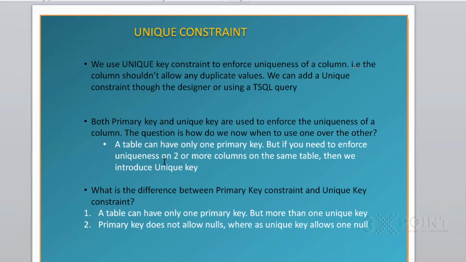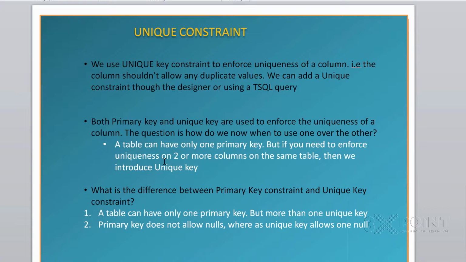Alright, the answer is there. A table can have only one primary key. So that's one rule. Once you define a primary key on a table, you cannot define another primary key on that same table. So if you need more uniqueness for some more of your columns on that table, you cannot define another primary key, but you have another constraint that you can define, which is a unique constraint. So that is when you use both of them together.